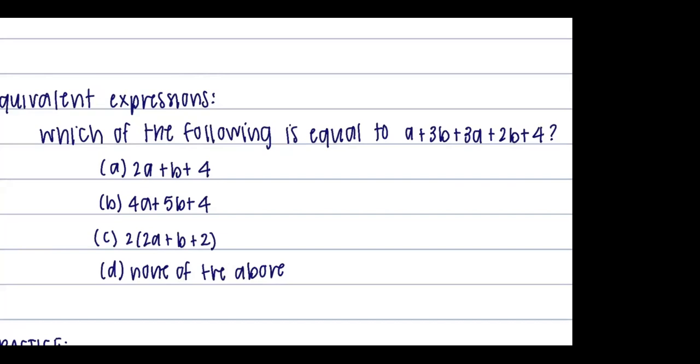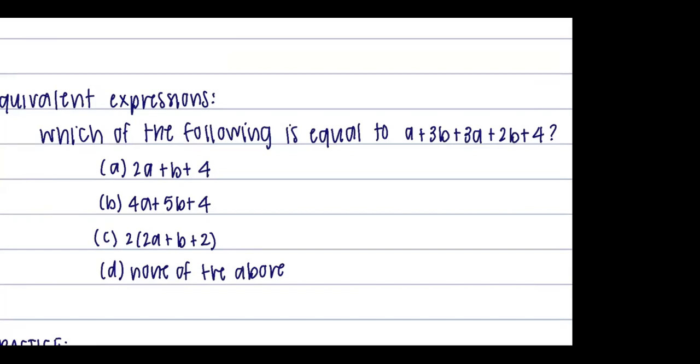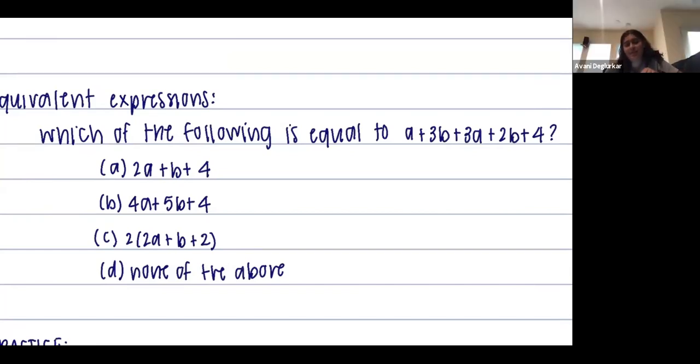Wait, what do you want us to solve, like A, B, C, D, or just a question? Yeah, so A or B or C or D is one of the correct answers to the question. The question is, which of the following is equal to A plus 3B plus 3A plus 2B plus 4? Can you guys see that whole expression? Yeah. Okay. Give you guys like 30 more seconds. You guys are doing really good. None of the above just means that it's none of the answers that have been provided to you.